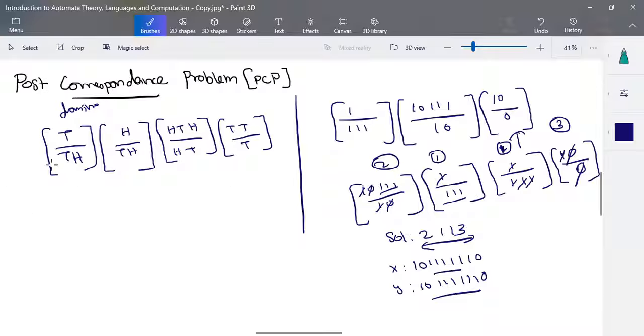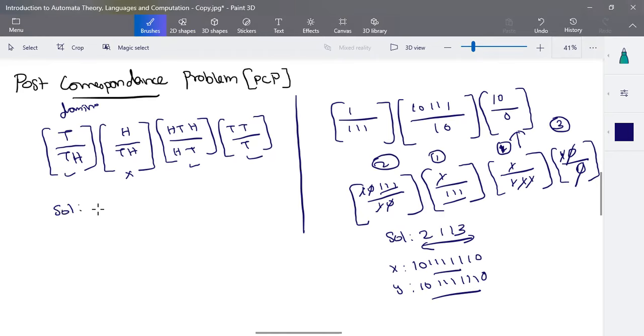Okay, so for this set, you can make it as a try. I can either start with this domino 1, see TT matching. I can start with the second domino, but here also HT matches. I can use this also as a starting domino, and I can use this also as a starting domino. Okay, so take it as homework and try to find the solution for it.